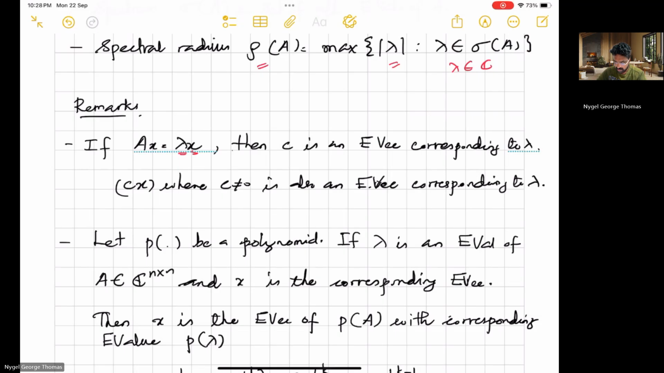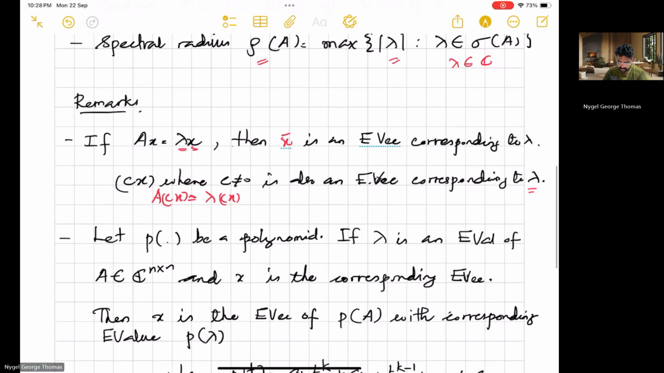Then, if you scale x by a factor c, then A into cx is again lambda times cx, right? A into c of x is lambda times cx. Then cx is again an eigenvector of A with the corresponding eigenvalue lambda.